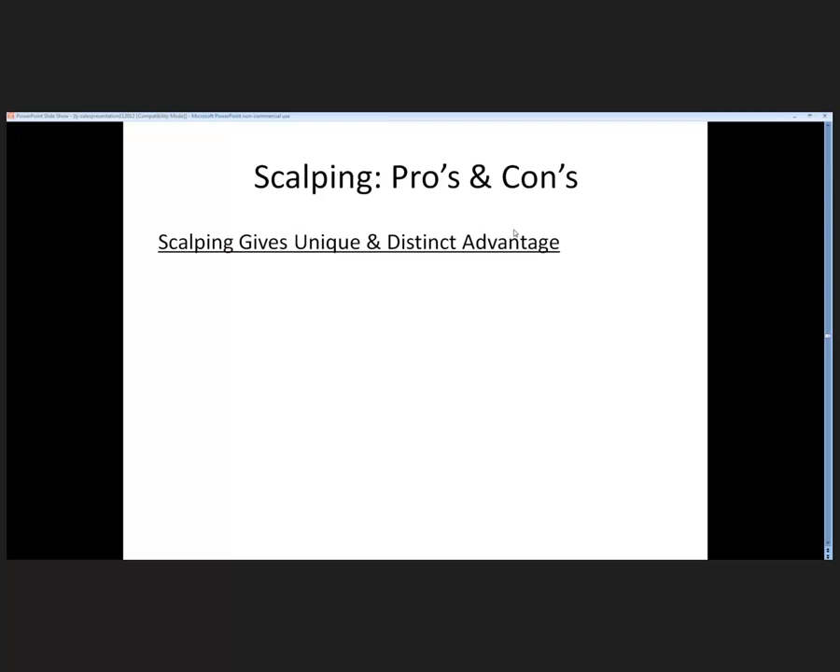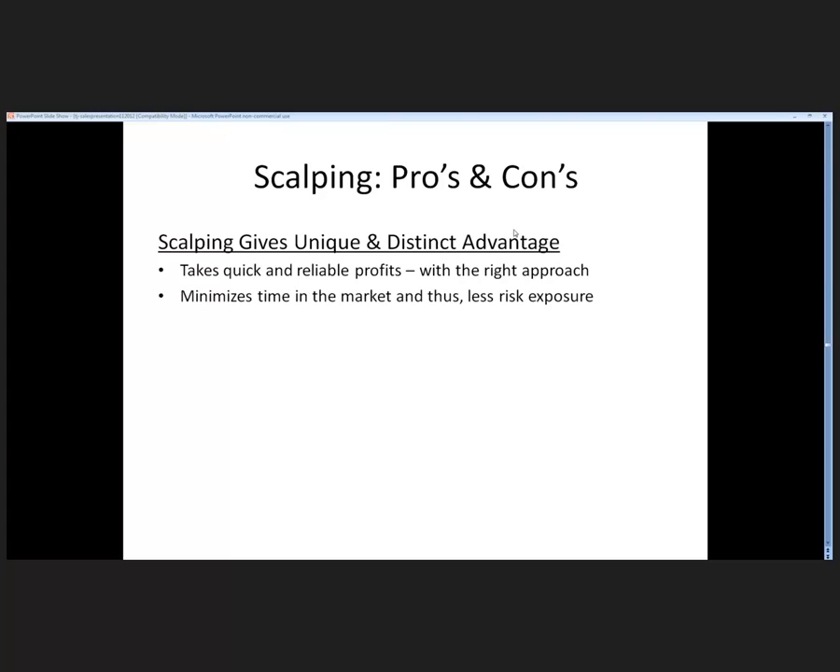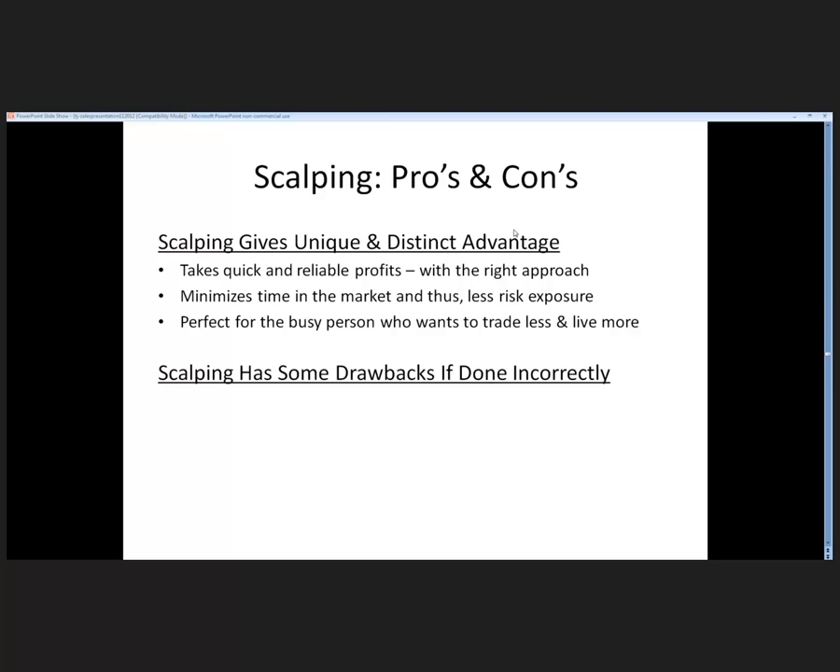Now, there are pros and cons to scalping. There are some real great advantages: quick and reliable profits, minimizes exposure in the market, perfect for the busy person. You want to maybe live a little more and not trade as much. I know you can definitely count me in that area. And scalping has some drawbacks, though, if done incorrectly.